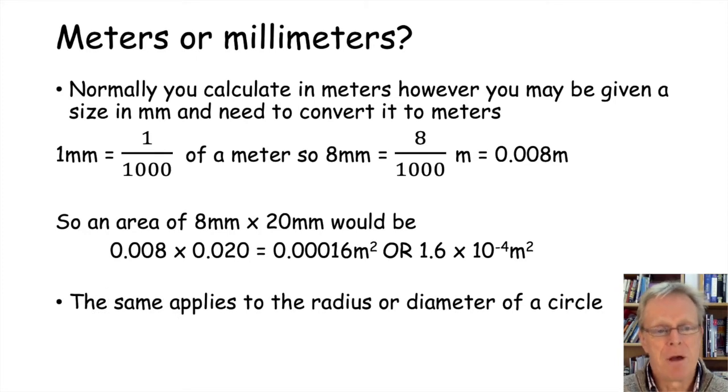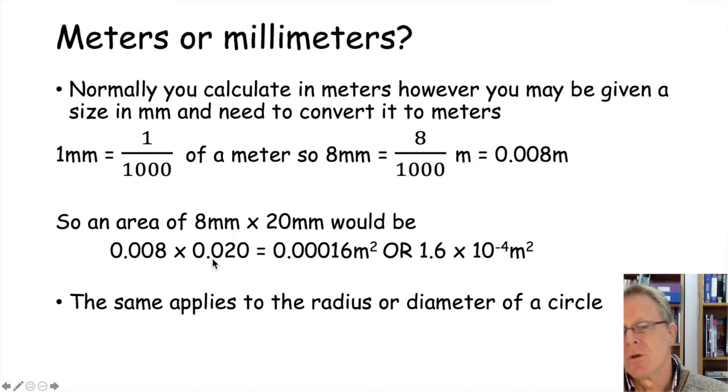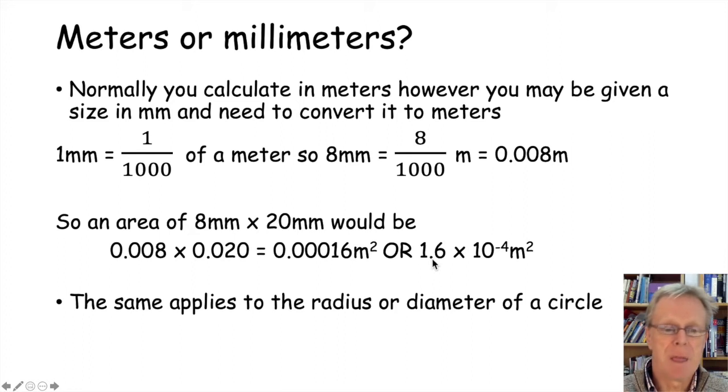So therefore an area of 8 millimetres by 20 millimetres would be 0.008 times 0.020 gives you 0.00016 metres squared. Or you can represent that by 1.6 times 10 to the minus 4 metres squared. Either of those are good in an exam. Obviously you don't want to go around putting too many zeros in there. It looks a bit messy. It takes time to write it out. It's quite easy sometimes to forget one of them. But that's how you can represent that.